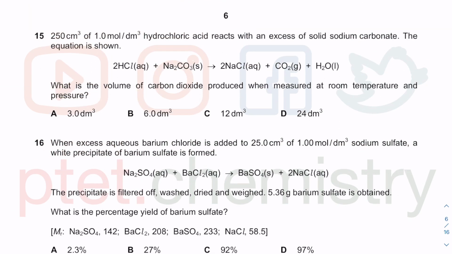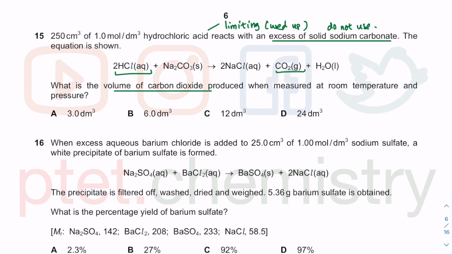Question 15, this question said you have an excess of solid sodium carbonate, so do not use the information on the sodium carbonate. Instead, this thing must be limiting. Limiting means it is completely used up. Used up means however much product, because carbon dioxide is your product, it's going to come from whatever fully reacts, that's from the HCl.